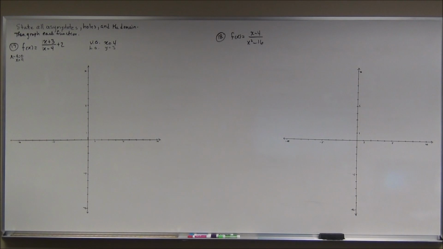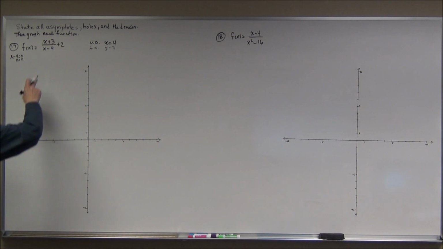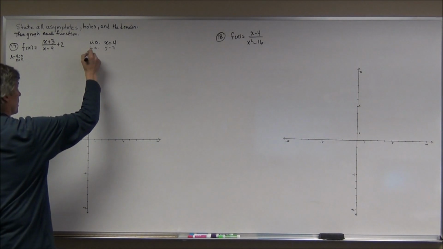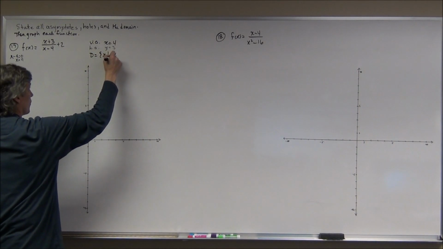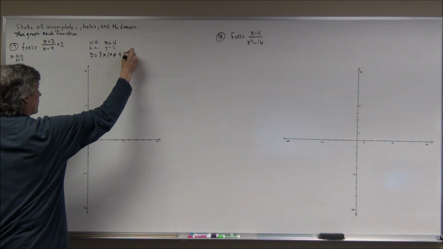There are no slant asymptotes because the degree of the numerator would have to be 1 bigger than the degree of the denominator for that to occur. So now I need my domain. Well, my domain is everything but 4. So you can write that the domain is the set of all x such that x cannot equal 4, yet x is an element of the real numbers.